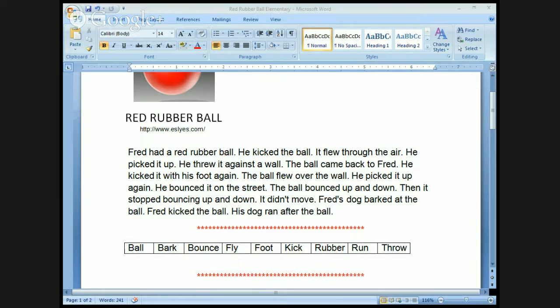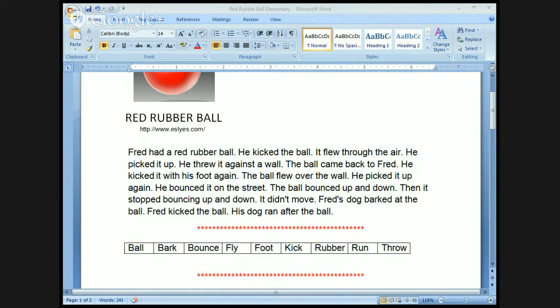Now I will wait for maybe 5 seconds and I will pose questions for you to think about and see if, in fact, you can answer in a complete sentence. Until I get a response, I will actually give the answer. Does Fred have a rubber ball? Yes, Fred does have a red rubber ball. What color is the ball? The ball is red. Is the ball rubber? Yes, the ball is rubber.